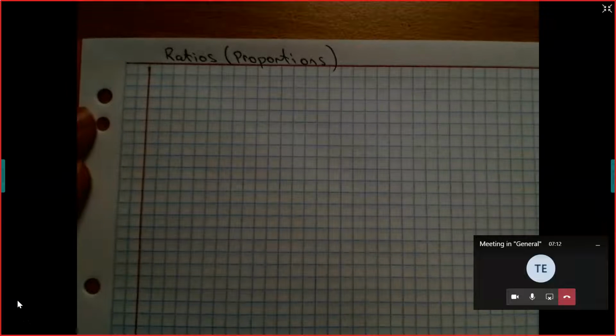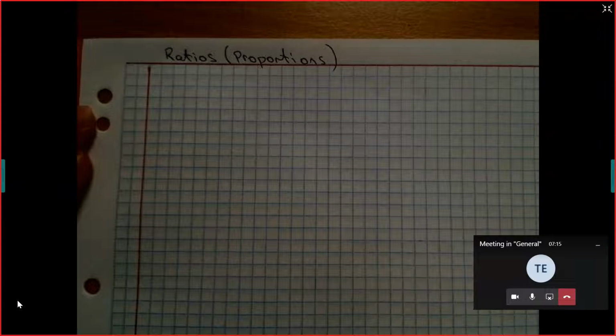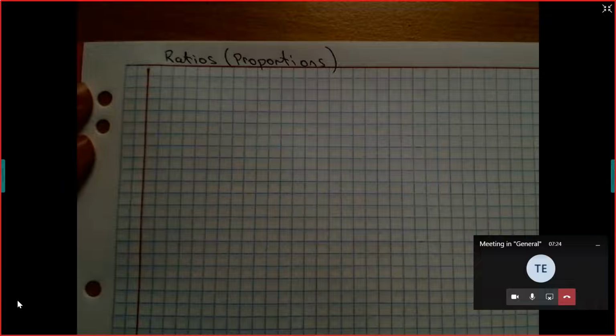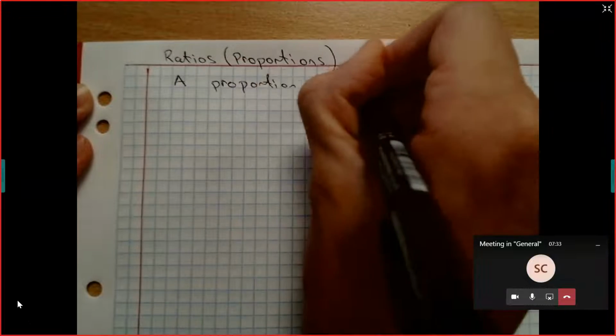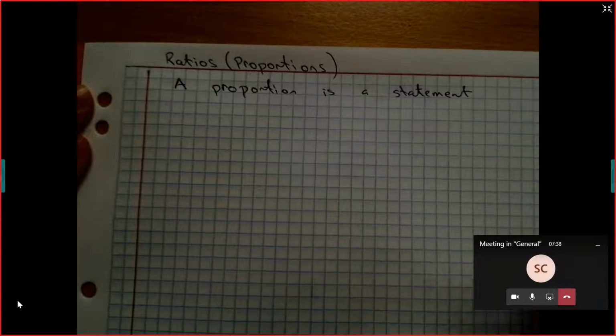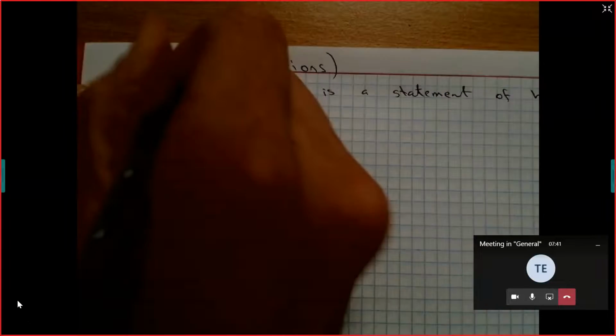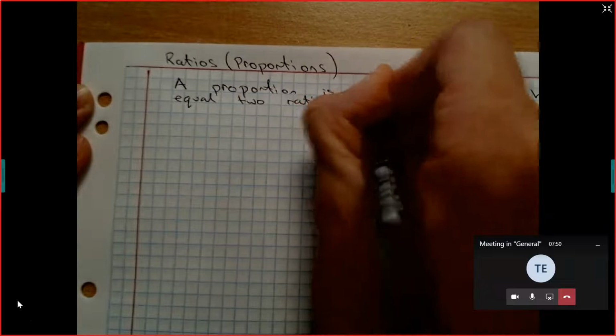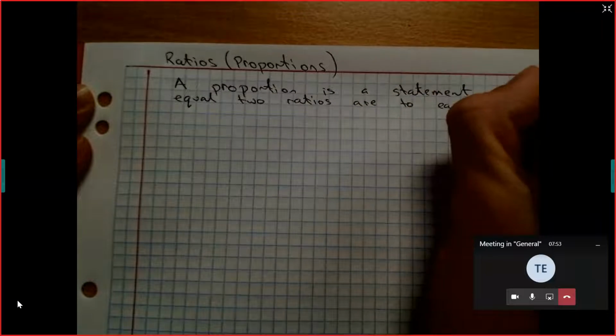Basically, a proportion is how equal two ratios are to each other. That might not make a whole lot of sense at the moment, but hopefully in a second it will. So a proportion is a statement of how equal two ratios are to each other.